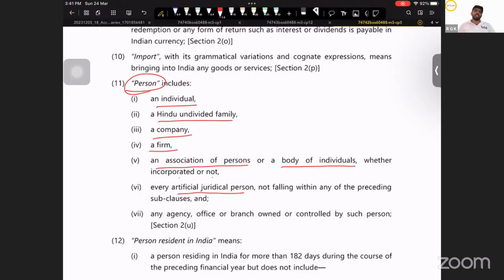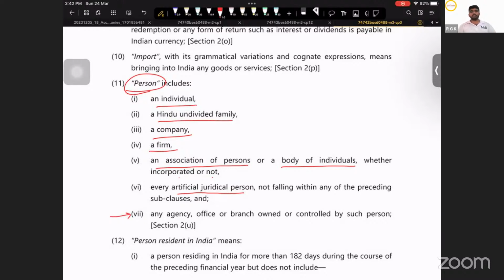And as a special point, unlike any other act, this particular observation is being made in this act only, which says any agency, office, or branch owned or controlled by such person. Suppose a person, let us say a company in India, has a branch. Now that branch is also considered a separate person for the Foreign Exchange Management Act. Normally under the Companies Act, if a company is established in Bangalore and has a branch in Delhi, we will not consider it a person. Only the company will be a person, not the branch.